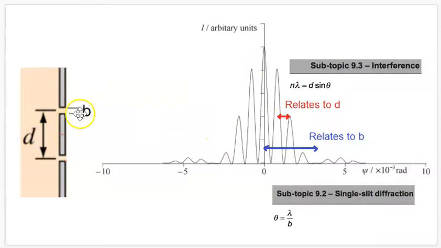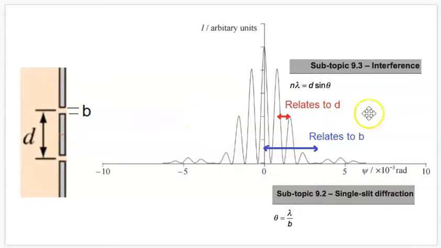So the ratio of D to B with this particular graph would be 4. What's interesting with that is if we think about the equations that are going with each of these. So think about what an IB question could be. What would they do to us here?